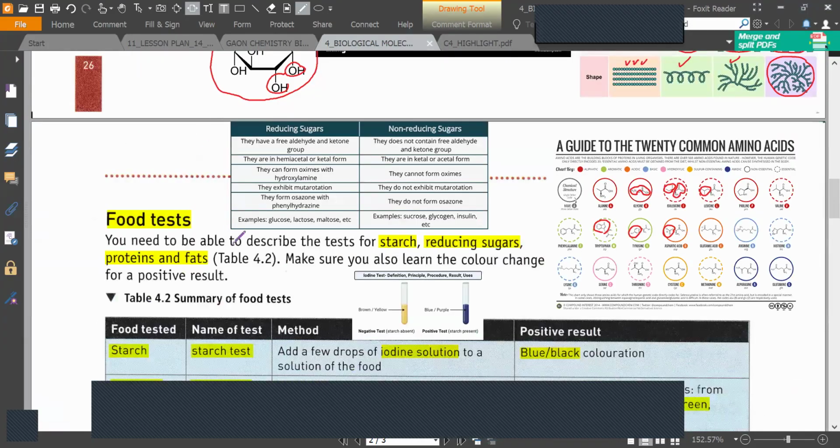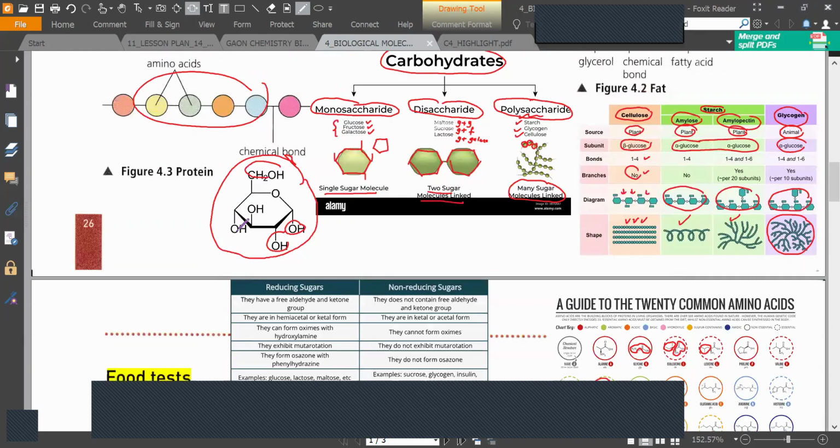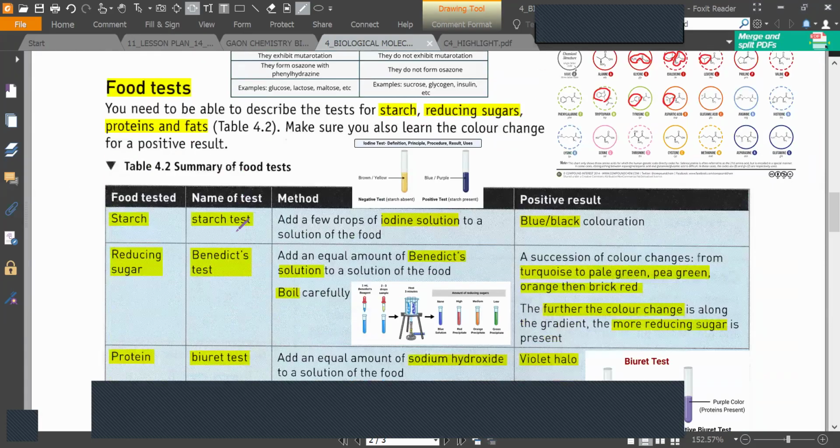Okay, next. Food tests. Just now we already learned about the different types of biological molecules in humans, mostly in humans and some plants as well. So now we need to know how to test them. The main biological molecules we need to know how to test are starch, reducing sugar, proteins, and fats.